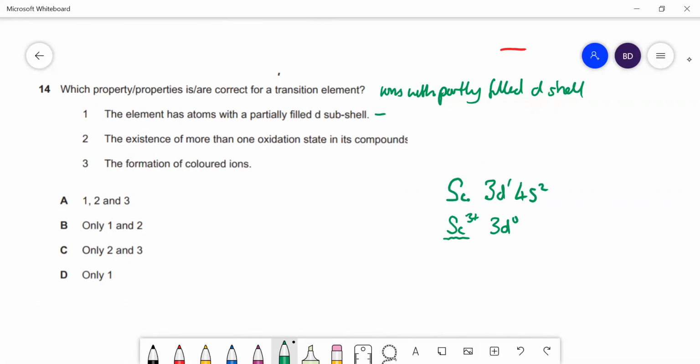Number 2, do they have more than one oxidation state? Yeah, they always do. And do they form colored ions? They do tend to form colored ions. So 2 and 3 are both correct. So the answer there is C.